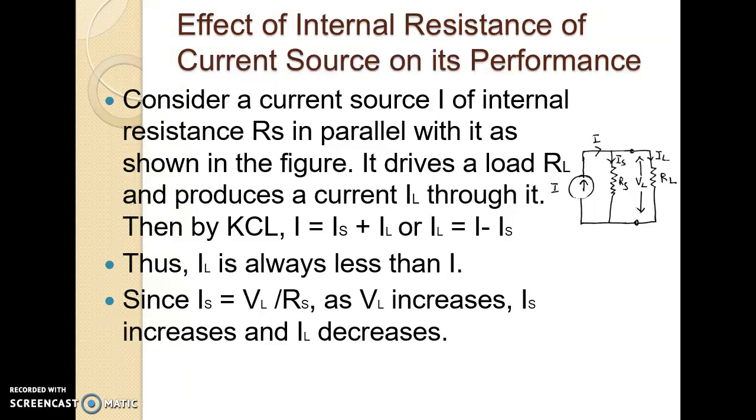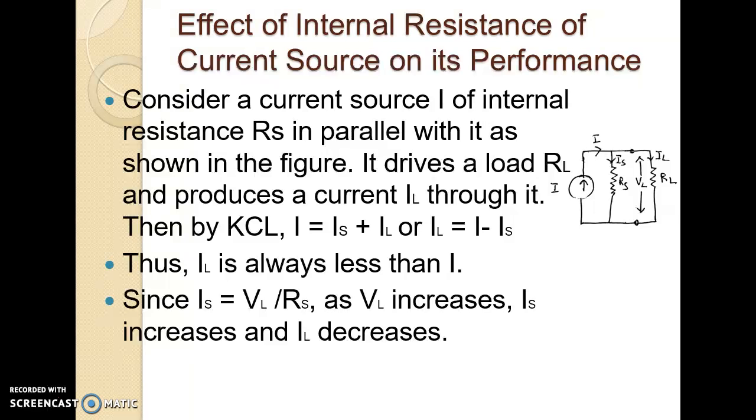So in this we can see that the load voltage VL and the load current IL supply the power required for driving the load. As before, the load is any appliance that you want to run using this current source. The current IS is the current which is flowing through the internal resistance of the source. Because this is a parallel circuit, we can use Kirchhoff's current law. By Kirchhoff's current law, I equals IS plus IL, or the load current IL equals I minus IS. Thus, IL is always less than I. Since IS is VL by RS, as VL increases, IS increases and IL decreases.